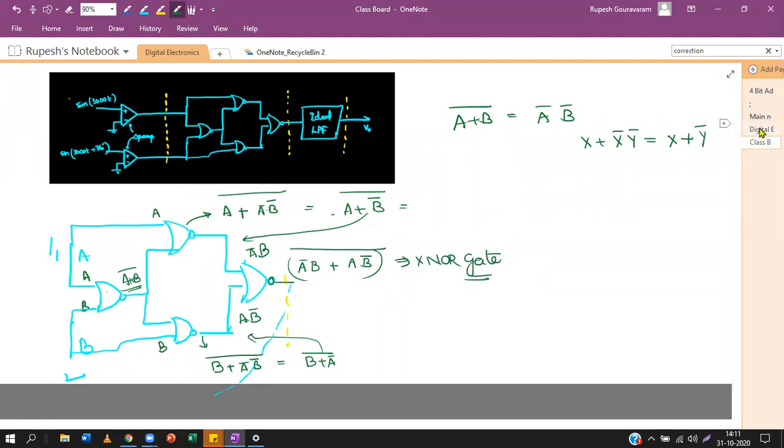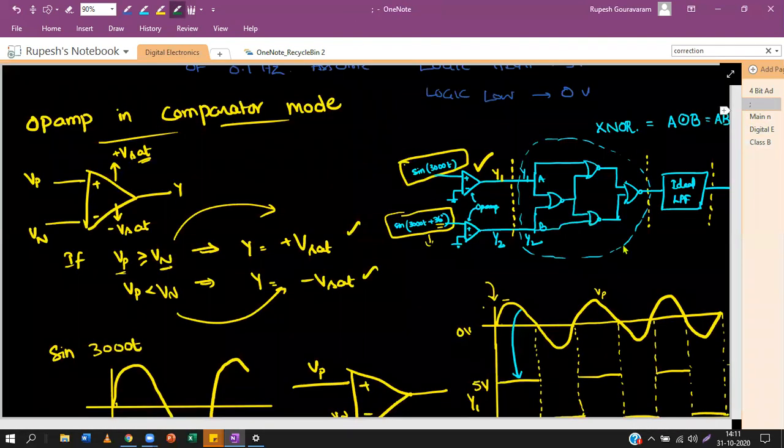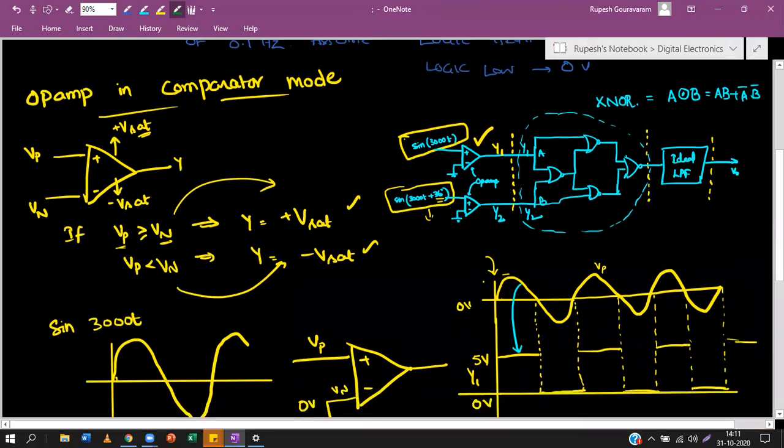So let us go back to the main subject. So here this is a XNOR gate. What is the logic of XNOR gate? How will be the logic of XNOR gate? Let us see now.